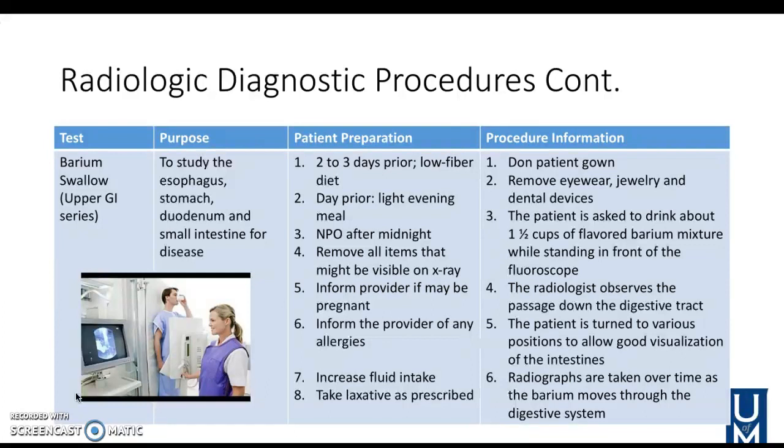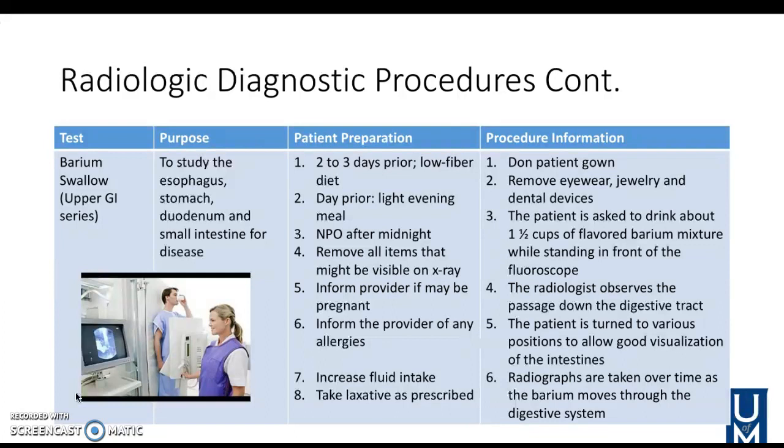So the patient's going to put on the gown, we're going to remove any extra devices, any eyewear, jewelry. Then the patient's going to be asked to drink about 1.5 cups of flavored barium mixture while standing in front of a fluoroscope. The radiologist observes the passage of this barium mixture down the digestive tract. The patient is turned in various positions to allow good visualization of the intestines. Radiographs are taken over time as the barium moves through the digestive system.